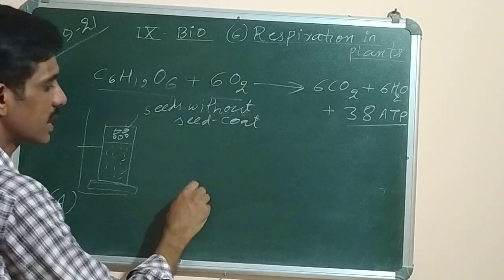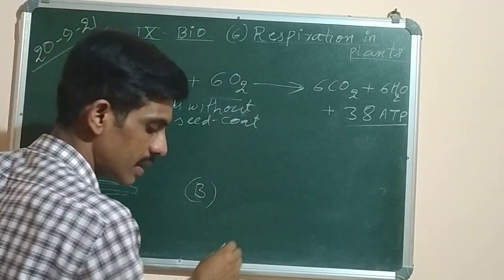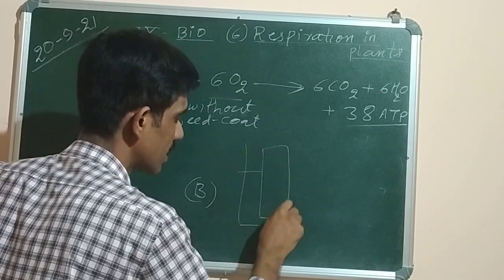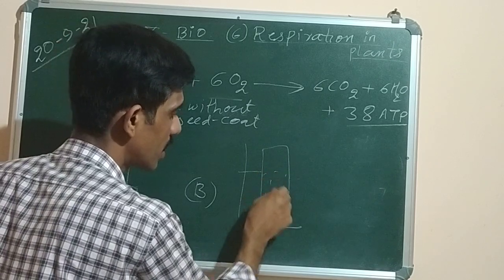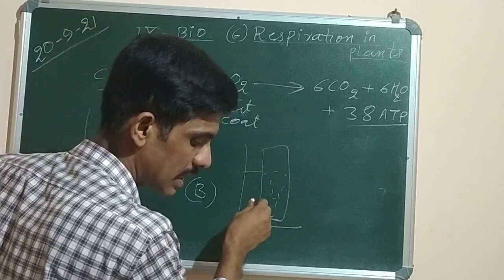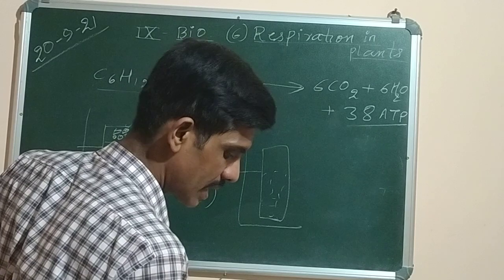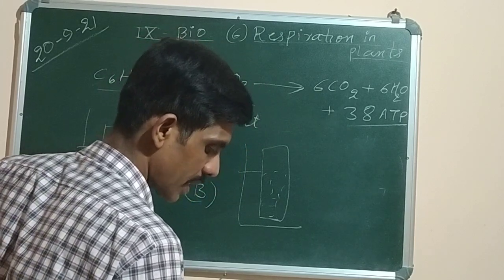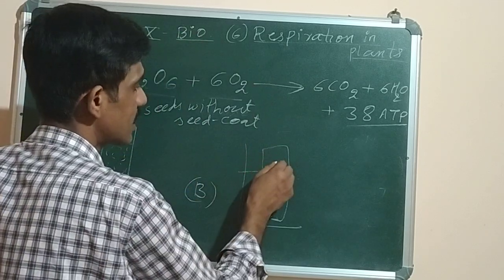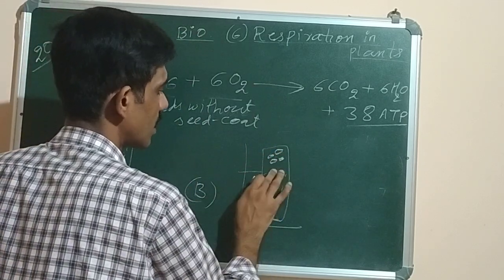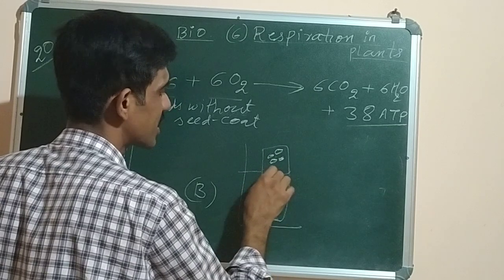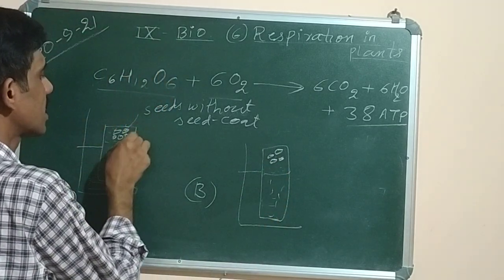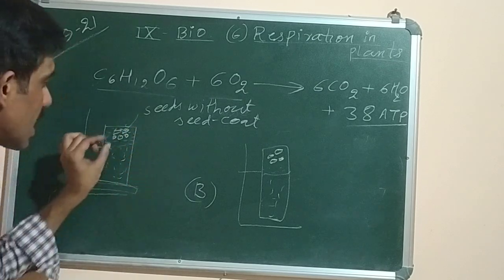Now in experimental setup number B, we take another experimental setup. Similar apparatus will be used, and what we will find is that here also mercury is filled, but in this case the seeds which are present are without seed coat. Here also germinating seeds without seed coat are present. Now you will find that a lot of gap or space is produced here. Here in this case there is no gap. The mercury is completely filled and the seeds are kept in it.